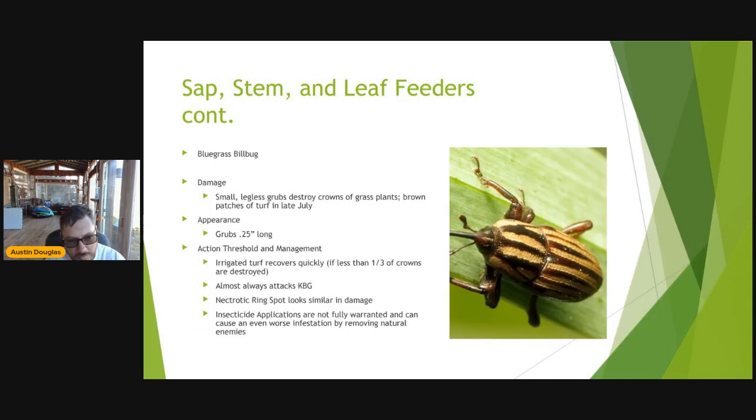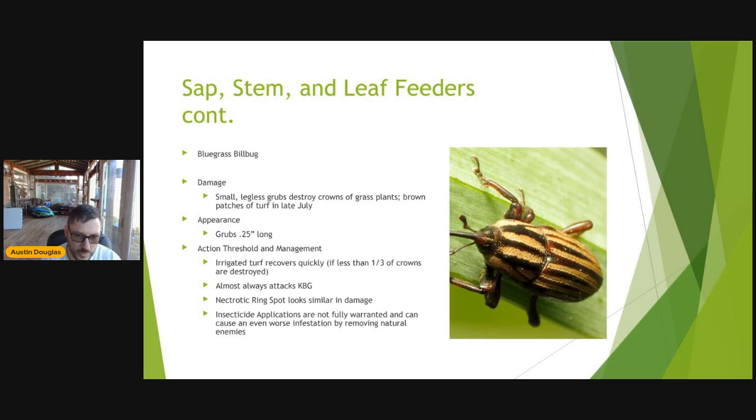We have the bluegrass billbug. That's what these guys look like. They're small. They have legless grubs that destroy crowns of plants. They create brown patches of turf in late July. As grubs, they're about 1/4 of an inch long, and then they develop into these.